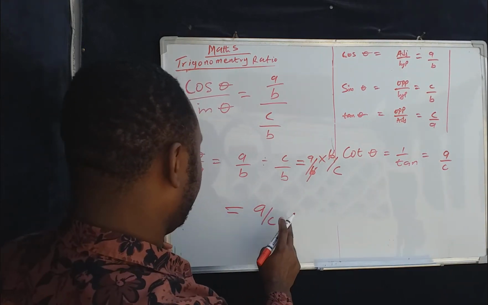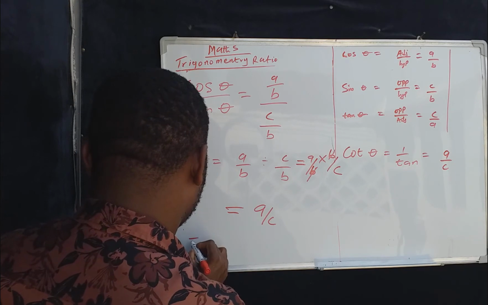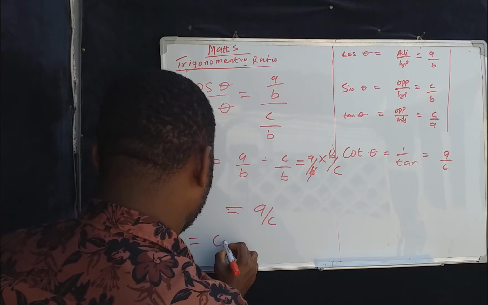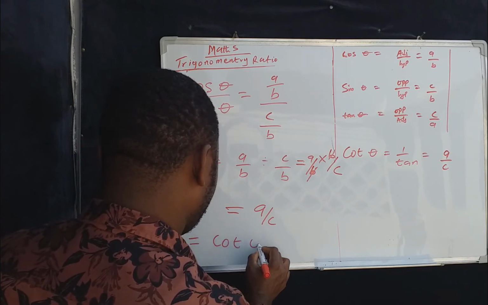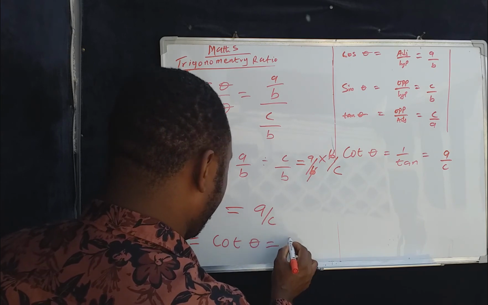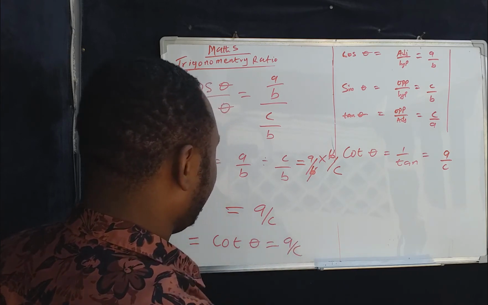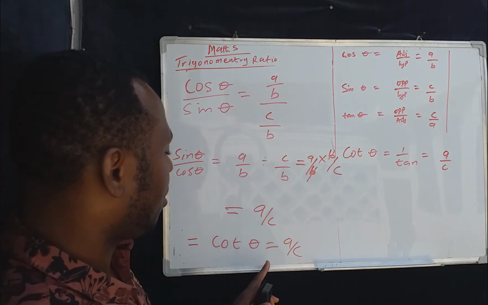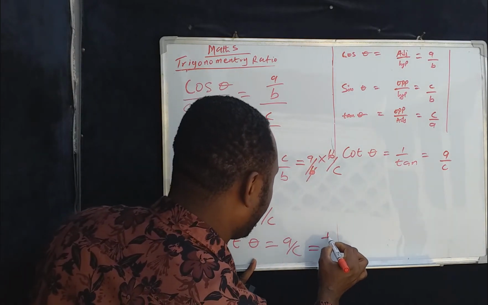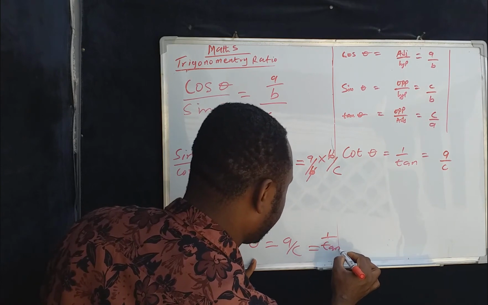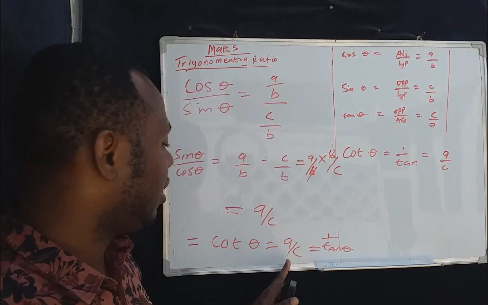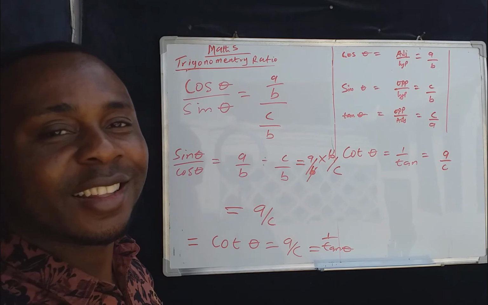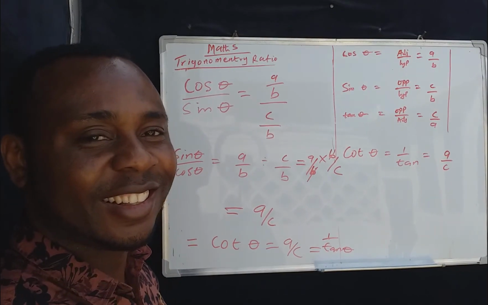And A over C is equal to cot theta. Do you see why I said we need to prove the ratios before this? Cot theta is equal to A over C, which is equivalent to 1 over tan theta. Do you understand it now?